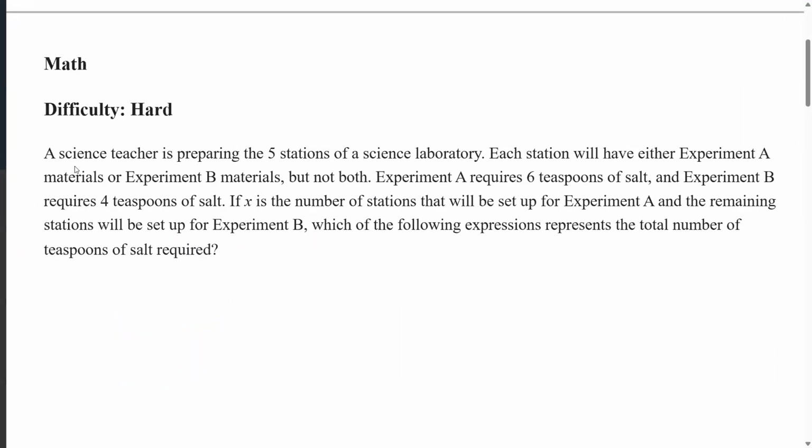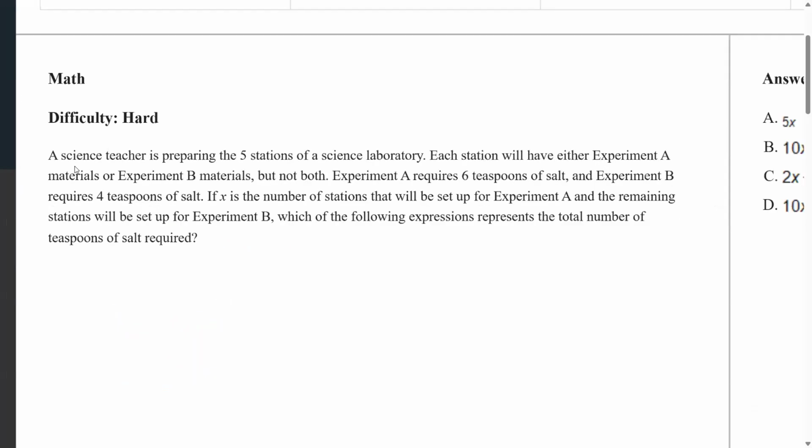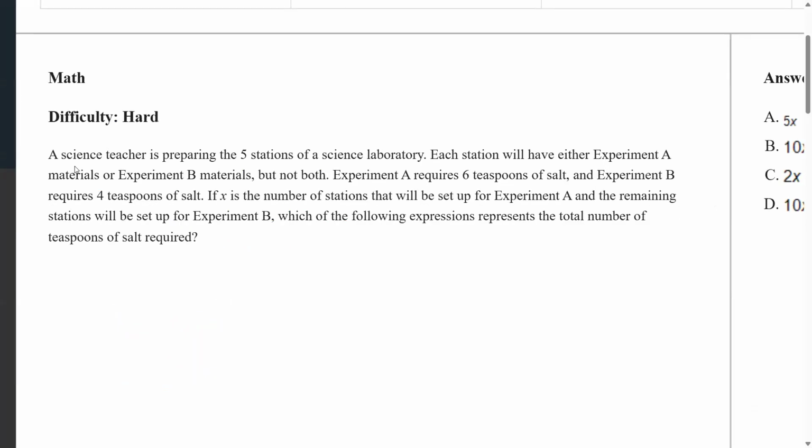Science teacher is preparing the 5 stations of science laboratory. Each station will have either experiment A materials or experiment B materials, but not both. Experiment A requires 6 teaspoons of salt, and experiment B requires 4 teaspoons of salt. If X is the number of stations that will be set up for experiment A, and the remaining stations will be set up for experiment B, which of the following expressions represents the total of teaspoons of salt required?